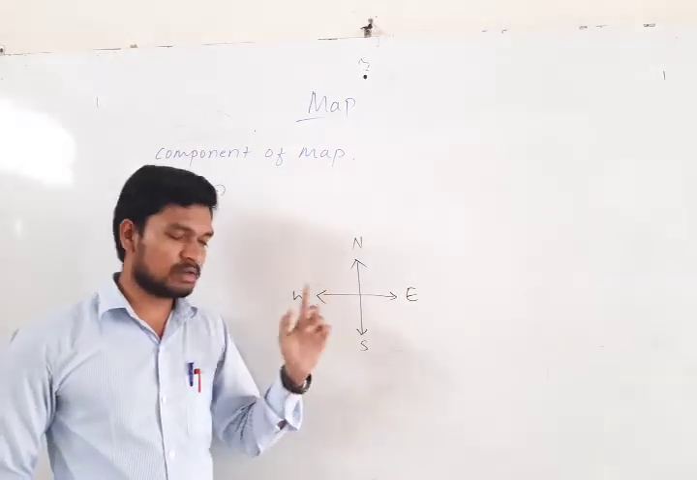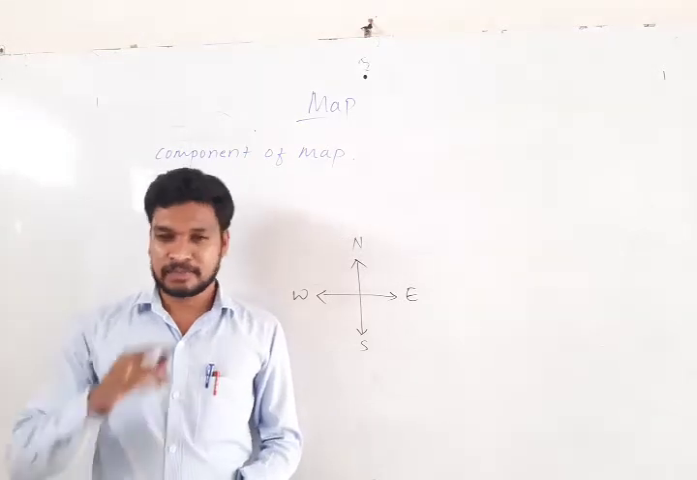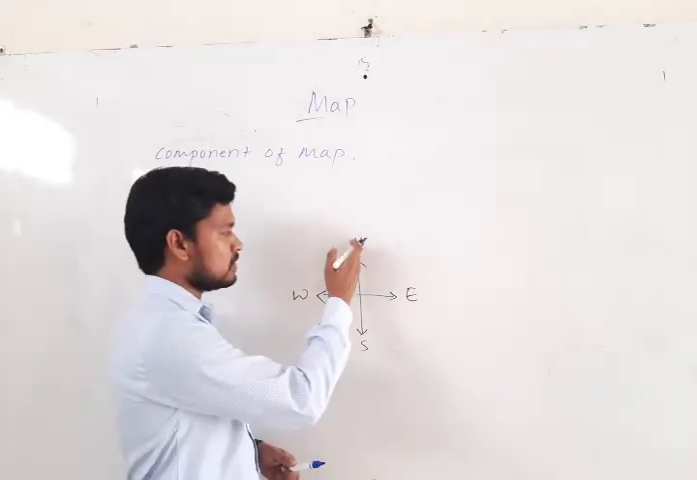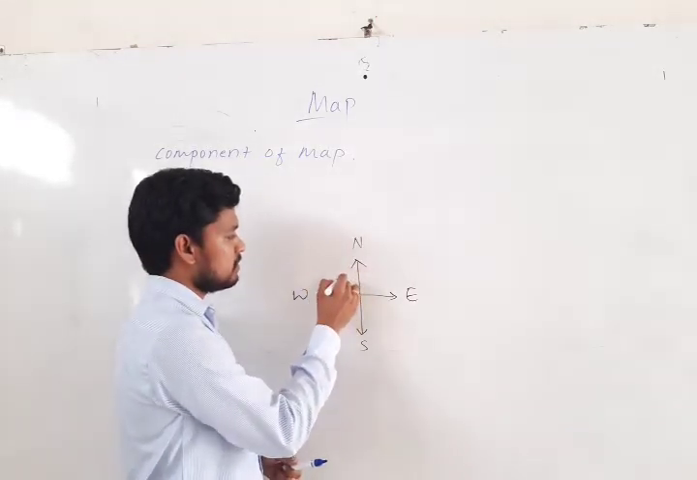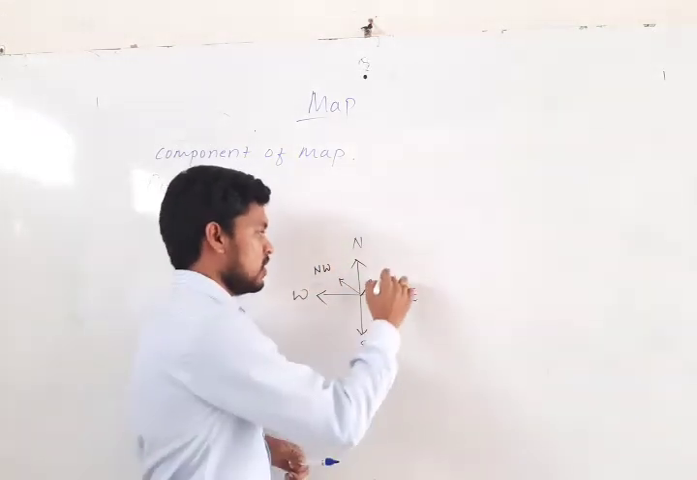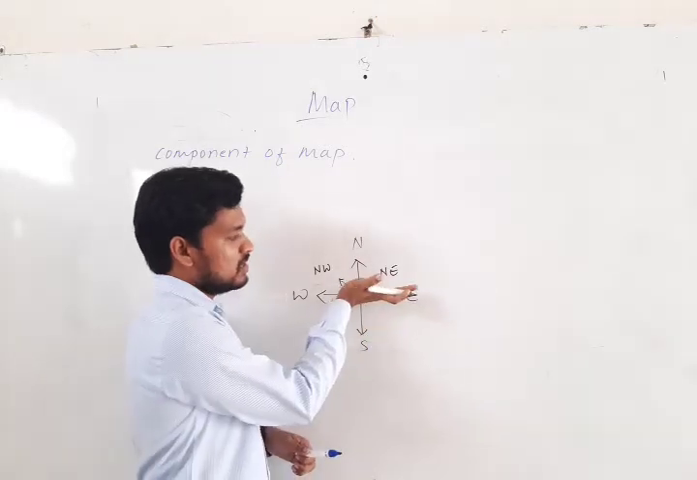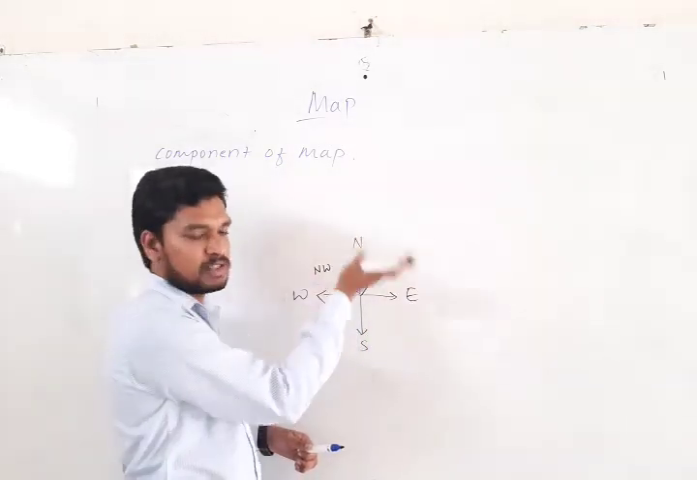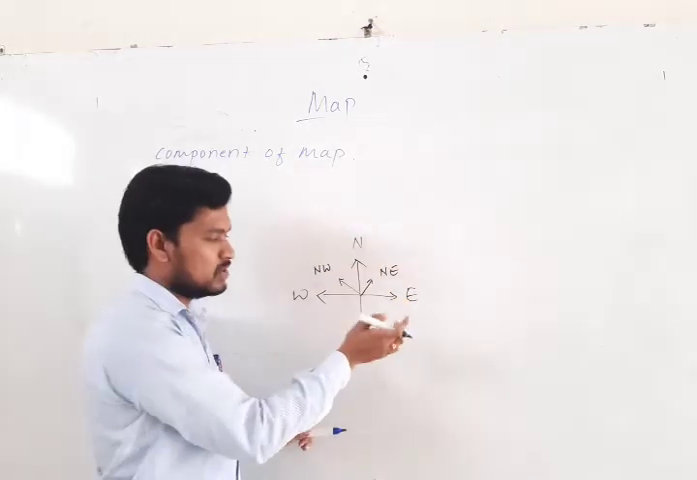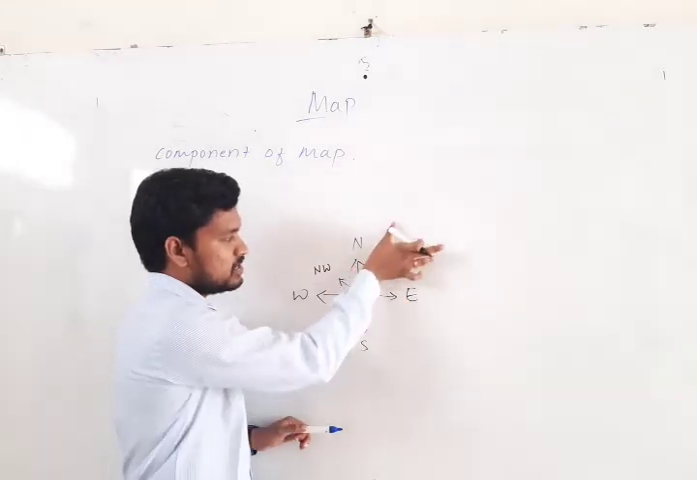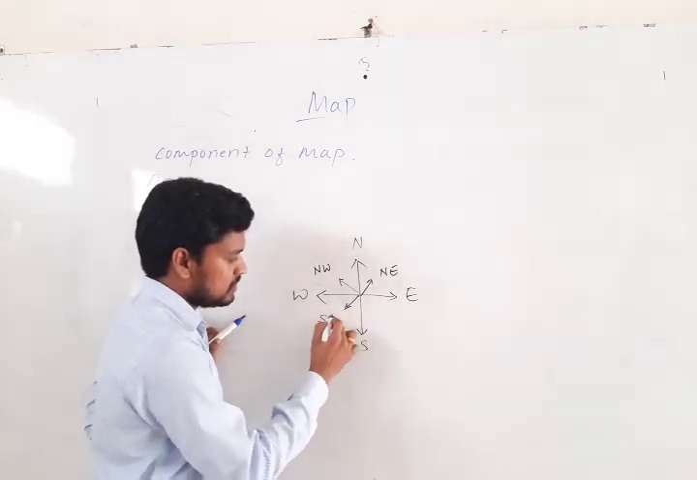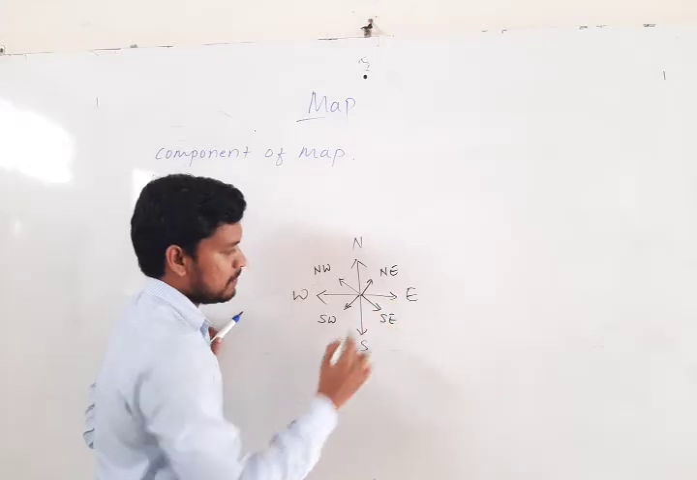Then we have 4 more directions. What are those? Here we have north, west. This direction is northwest. Then north, east. Because this east is in the part of the northern direction, and above from this direction, all is calculated as north. So this portion is called northeast direction. Same here, this direction is southwest, and here, southeast.